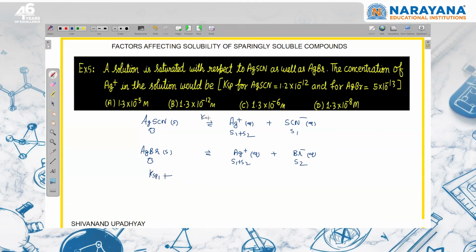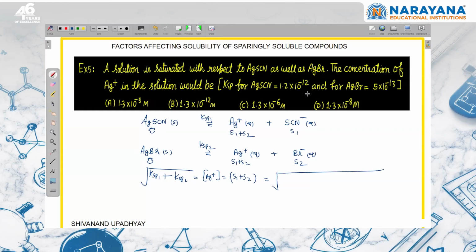This is KSP1 and this will be KSP2. If you add that, I'm writing directly, right? It is understood. Under root, KSP1 plus KSP2 is equal to the concentration of Ag plus ion, which is S1 plus S2, right?